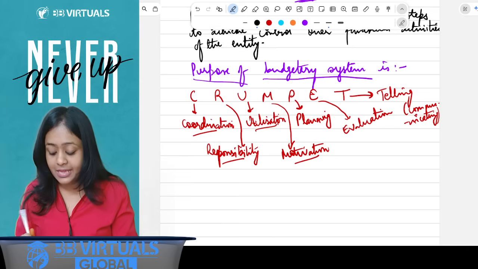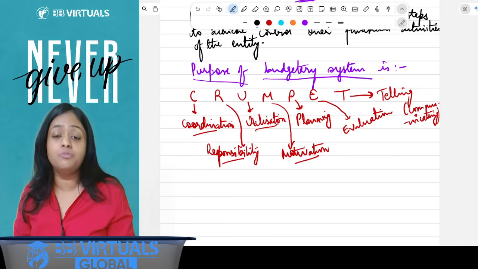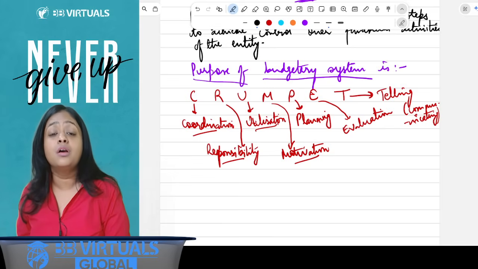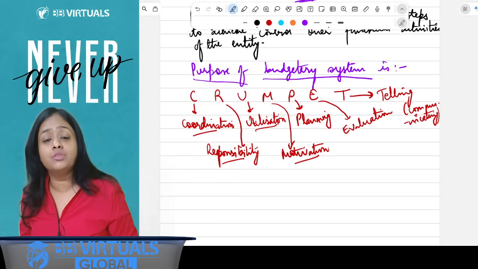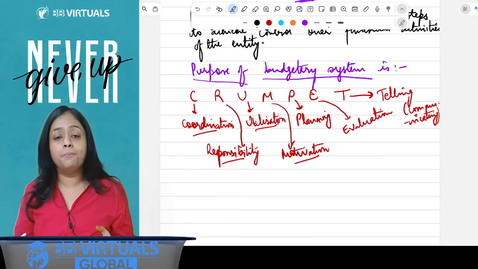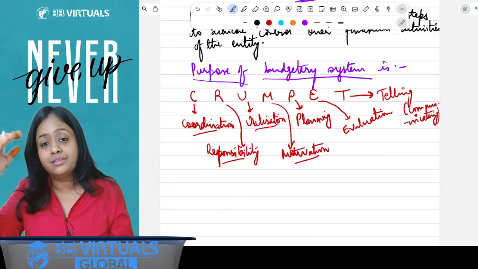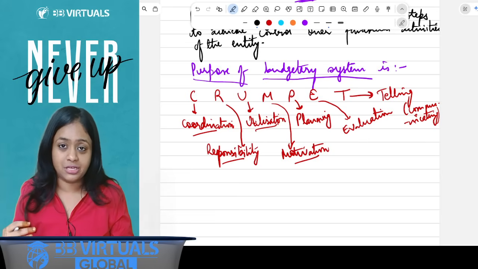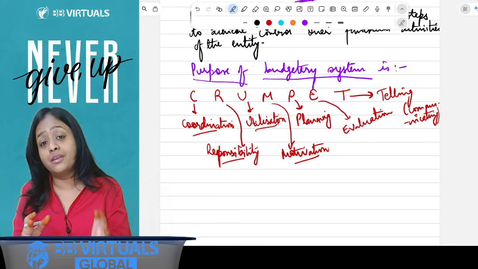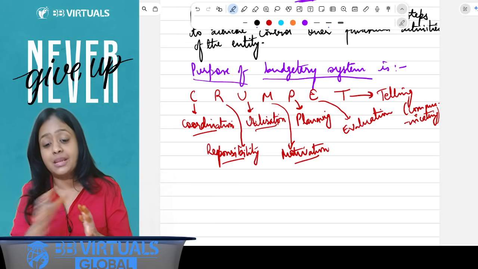T is telling, that is, communicating it to the right people who are implementing it, and also ensuring that the management has a check on the budgets, so that they know their targets or strategic objectives are in line here.